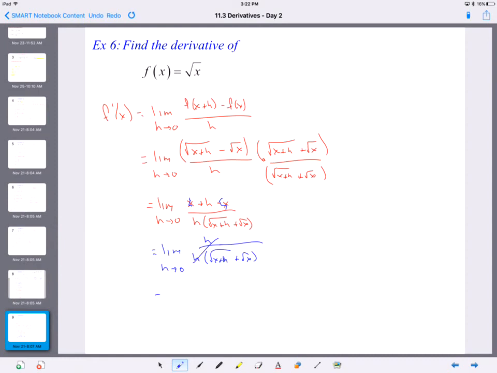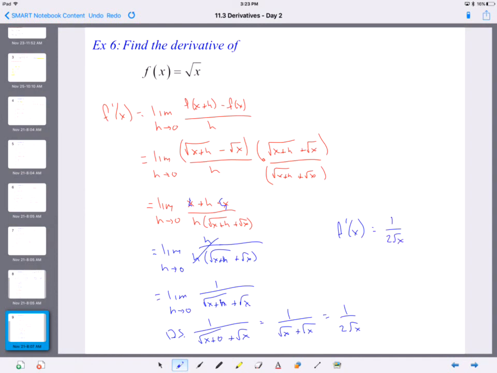So now the h's cancel, and so one last time, the limit as h approaches 0 of 1 over the square root of x plus h plus the square root of x. Now you can do your direct substitution because you got your h's to cancel, so that's 1 over the square root of x plus 0 plus the square root of x, so that's equal to 1 over square root of x plus square root of x, which is equal to 1 over 2 square root of x. So the derivative of the square root of x is equal to 1 over 2 square root of x.